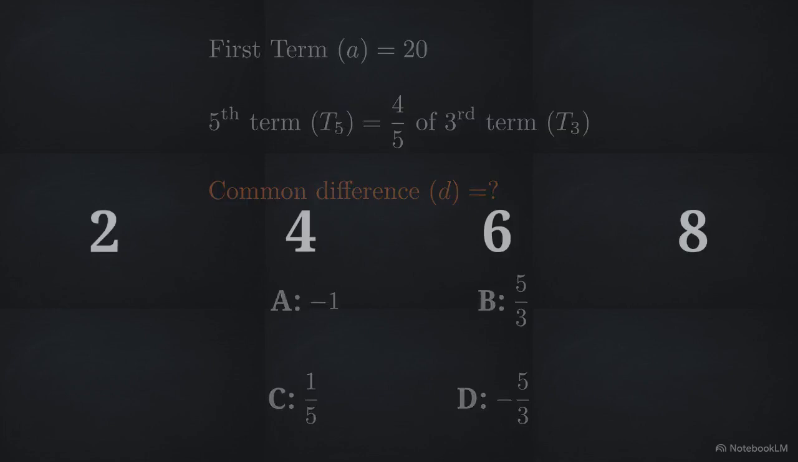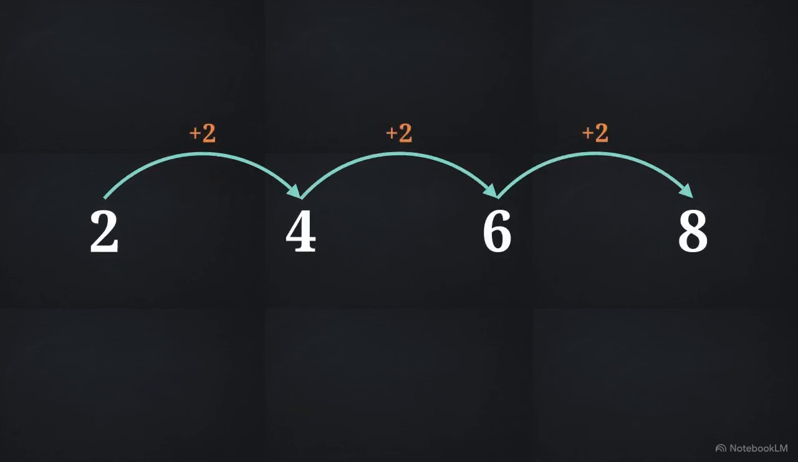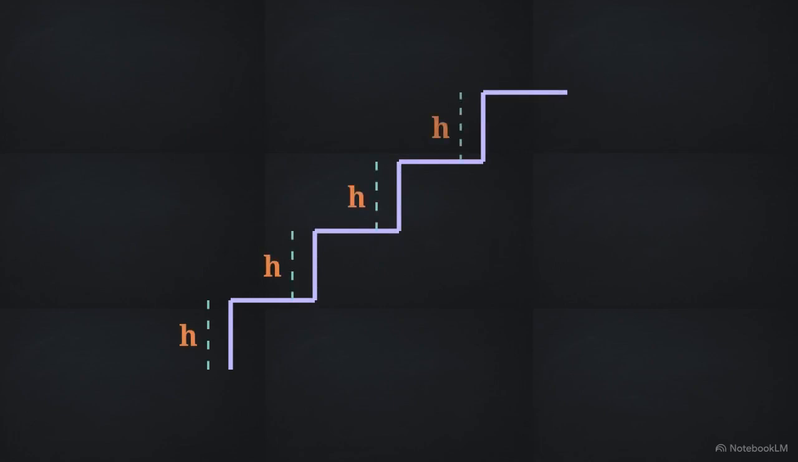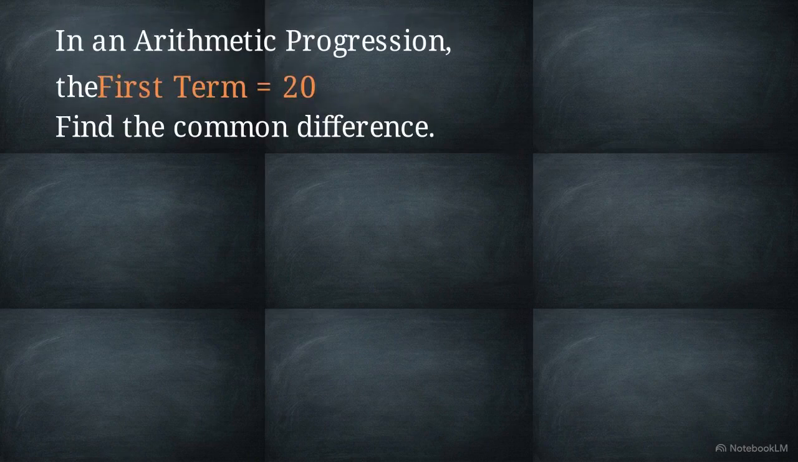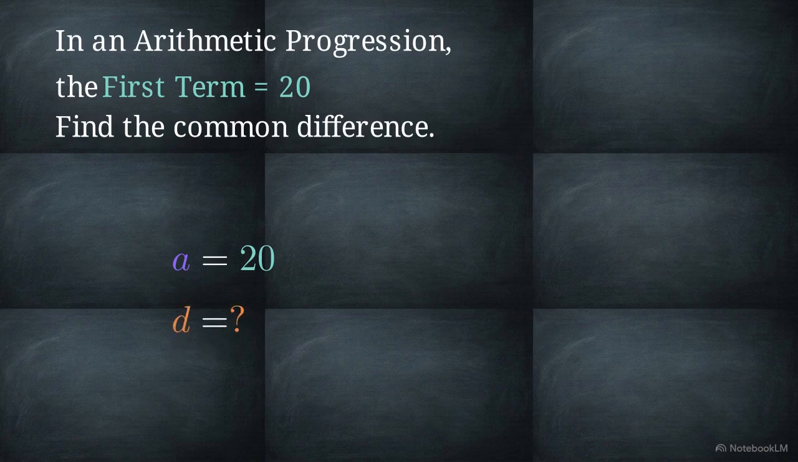An arithmetic progression is a sequence of numbers that moves by equal jumps. You can visualize this like a set of stairs, where every single step is the exact same height. We can extract our first piece of data directly. The question states the first term is 20. In our formulas, we represent the first term with the letter A, so we write A equals 20. Our goal is to find the common difference, labeled D.